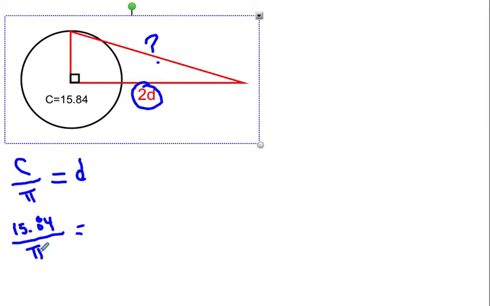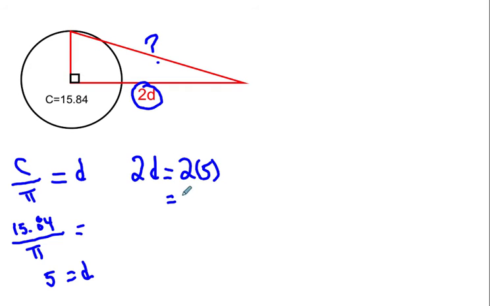That gives me my diameter. And what we're going to do is use 3.14 for pi. So that gives me a value of 5 as my diameter, which means that 2 diameters is 2 times 5, which is going to be 10. So I know this line is 10 units long.